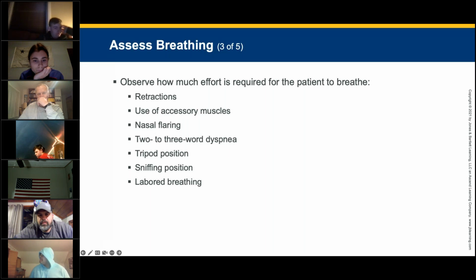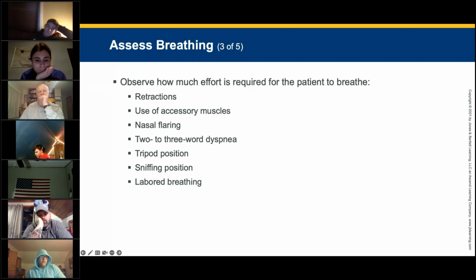Observe how much effort is required for the patient to breathe. So we're looking for things like retractions, use of the accessory muscles. So you're going to need to look at the patient. You're going to need to see their chest. You're going to need to see, do you see muscles flexing when they're trying to breathe? Does it look like they're working to move that air? Nasal flaring. Do you see their nose flaring when they're trying to breathe?